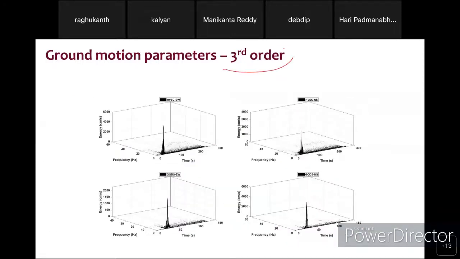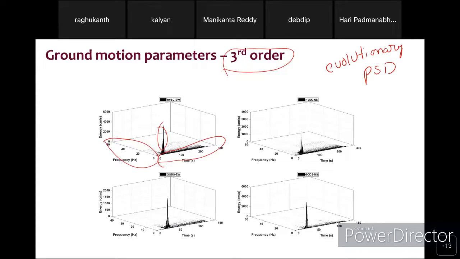Then the third order is the evolutionary power spectral density. This is a little bit advanced, but you can easily follow. You have the amplitudes on the z-axis, time on the y-axis, and you also have the frequency. So it is much more advanced. The Fourier amplitude spectra will give you only frequency versus amplitude. Here, it is how this frequency versus amplitude is evolving in time. That will be given by this evolutionary power spectral density.